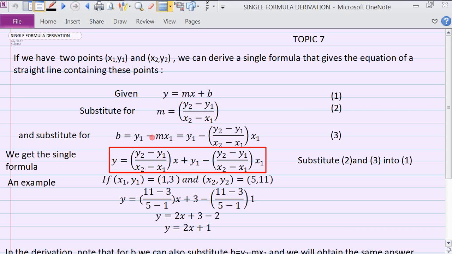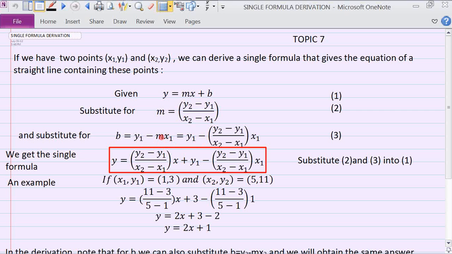And now, if I substitute for M here, I get this, put this into the M. I realize that b is equal to y minus mx, and I substitute the ordered pair here. I could put y2 and x2 here. That's perfectly acceptable. It will give me the same answer.